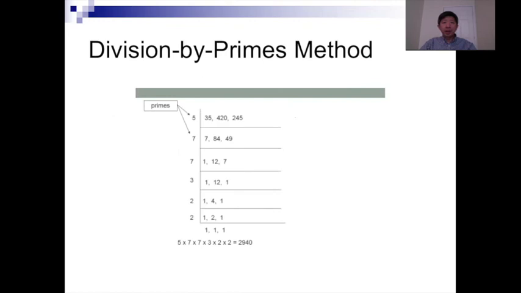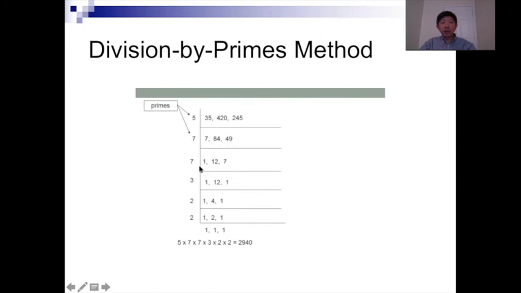Next, we use the division by prime numbers method. If we start with 5, 35 divided by 5 gets 7, 420 divided by 5 gets 84, and 245 divided by 5 gets 49. Next, we find 7. 7 divided by 7 gets 1, 84 divided by 7 gets 12, and 49 divided by 7 gets 7.